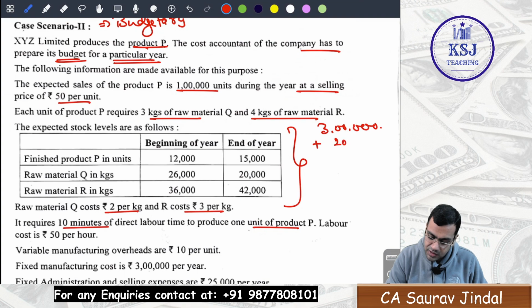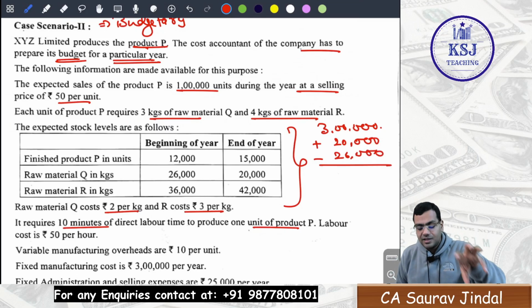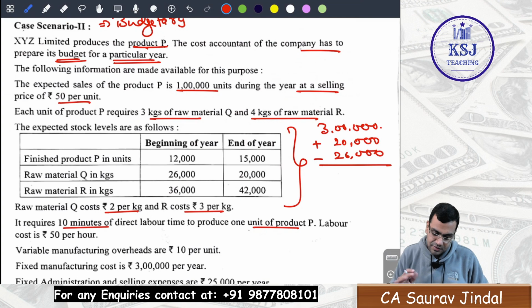20,000 is the closing stock to be kept and 26,000 is the opening stock. So how much is the material that you are going to purchase? This thing you have to see. Each unit of product P requires 3 kg. Yes, sir. But at the same time, one more thing, sir.